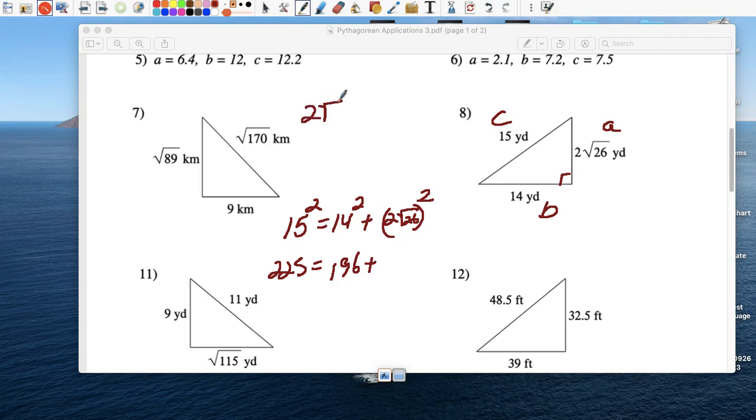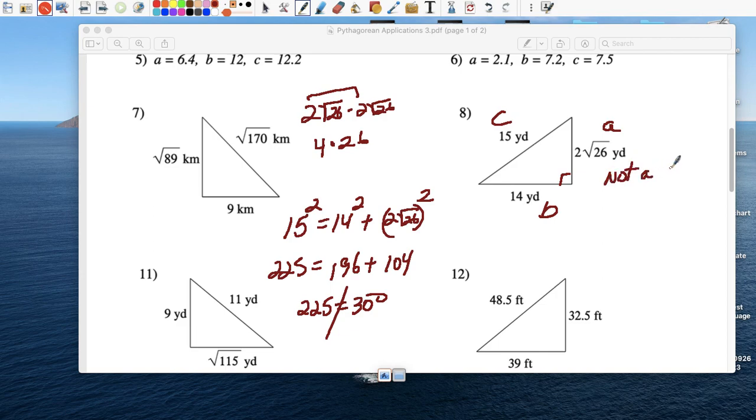It's 2 square root of 26 times 2 square root of 26. Right? 2 times 2, we know it's 4, and then square root of 26 times square root of 26 is just 26. So 4 times 26 equals 104. Let's combine these two, and it doesn't look like they are equal, because 196 plus 104 equals 300. So no, they're not equal to each other, so this one does not. So this is not a right triangle.